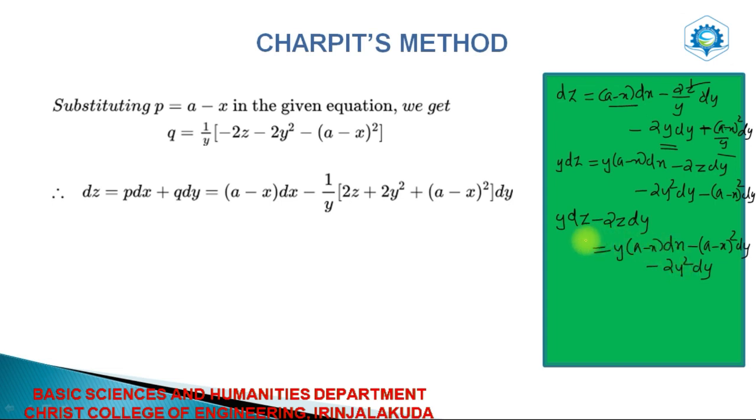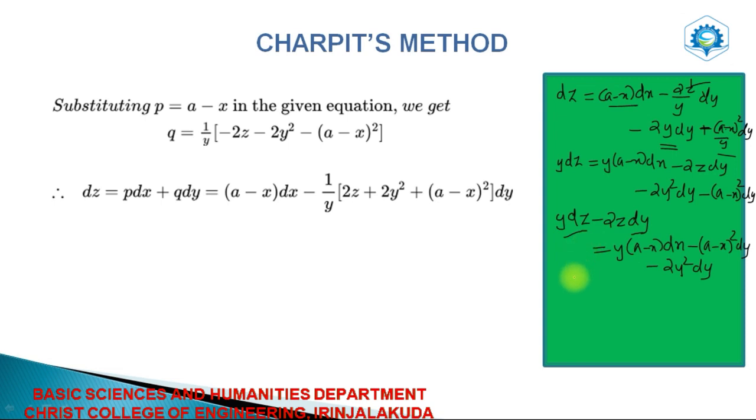Y dz minus 2z dy. So since we have a 2 here and we are integrating with respect to y, that means either you have a 2y, and the left side integral, this term, is not correct if you are considering 2y. So in order to get an integrable form, you have to multiply this equation throughout by 2y again.